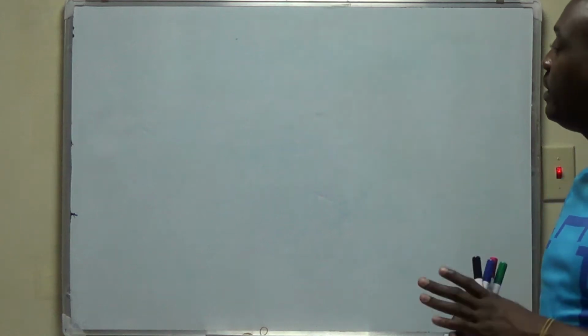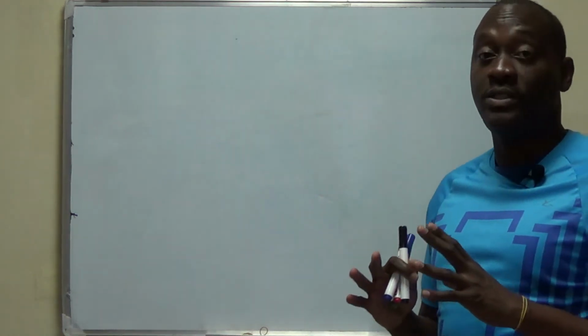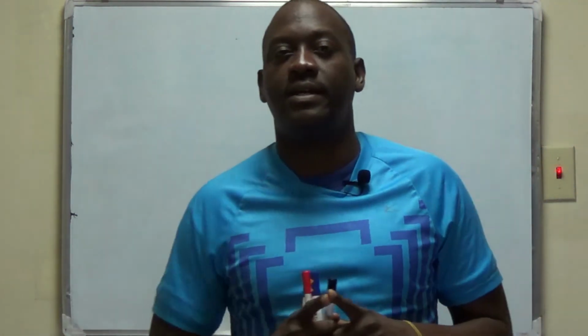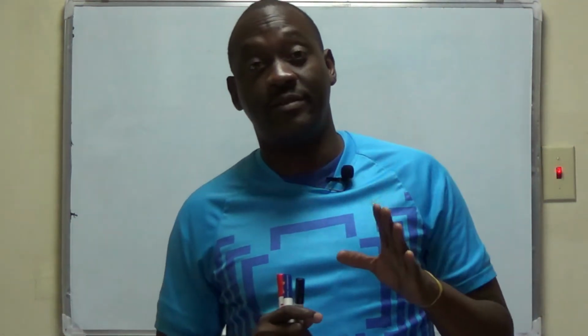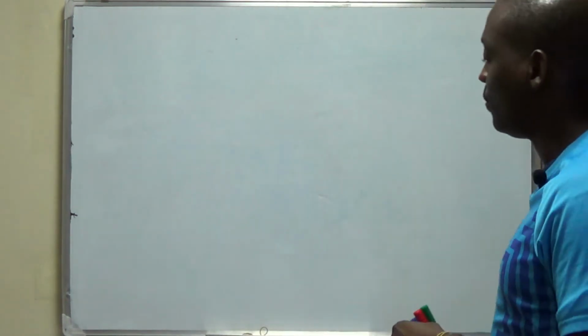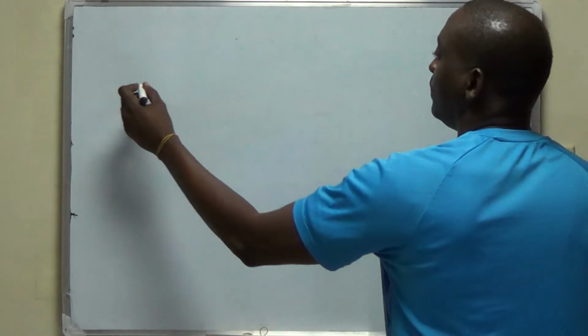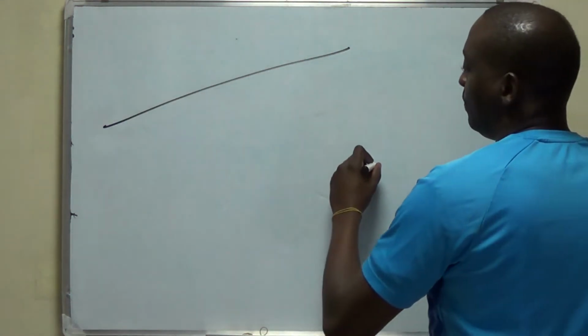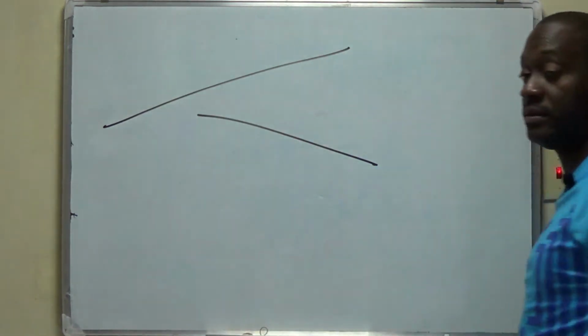Alright, so we continue here now. How do we quantify the gradient? The first thing we need to understand is the difference between a positive gradient and a negative gradient. Alright, so some lines would go like this and some lines would go like that.